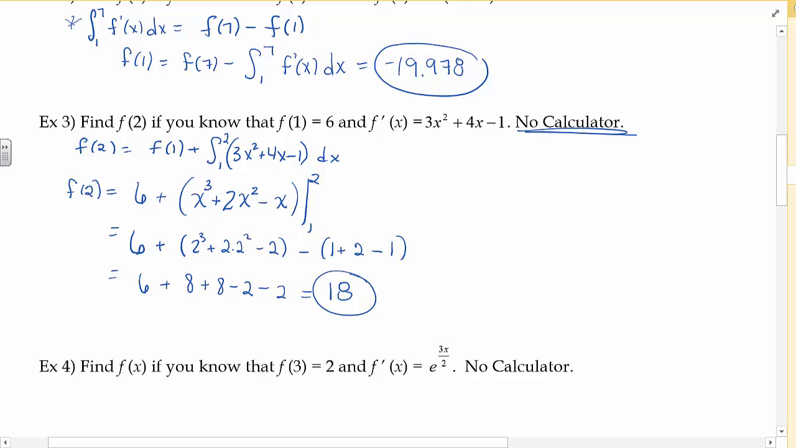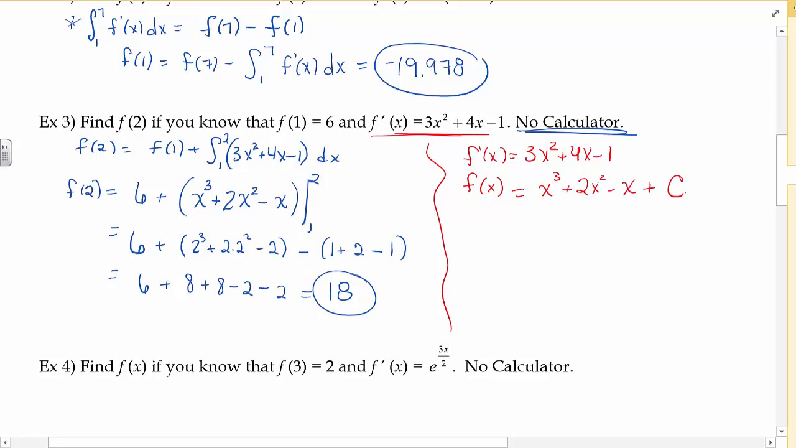Now that's one way to do it. There's actually what I consider to be an easier way to do this as well. If this is f prime, then f is the antiderivative of this. So the antiderivative of this is add 1 to the power, divide by the new power, add 1 to the power, divide by the new power, minus x plus c. When I take an antiderivative, but I don't have a definite integral, I need to leave behind the plus c. So if f prime equals this 3x squared expression, then f is this x cubed expression with a plus c at the end.